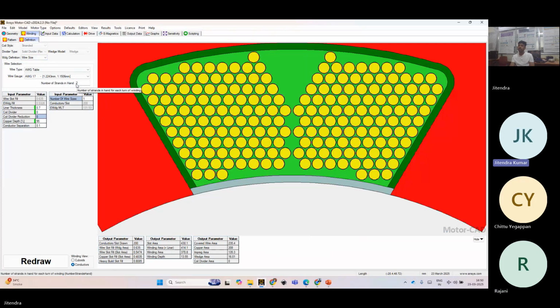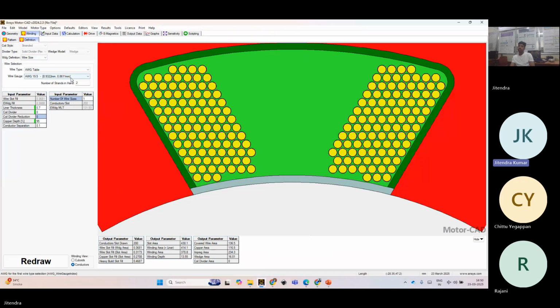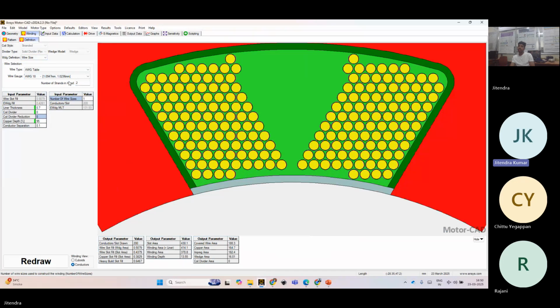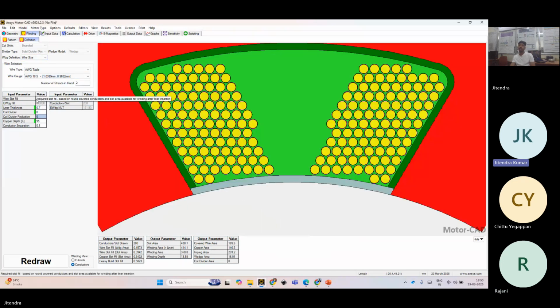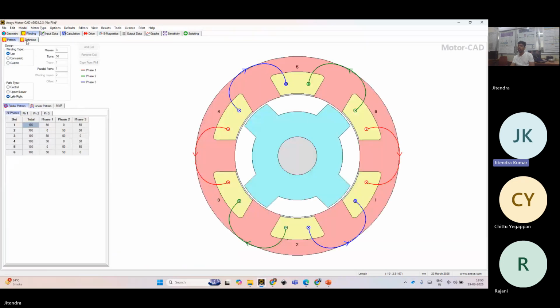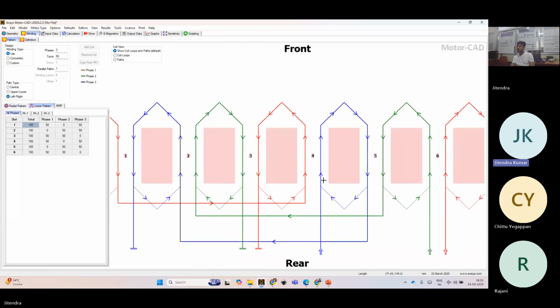If I am taking 2 with 17, the slot fill factor is exceeding its limit. Here it is not showing as exceeding because nothing is being done by hand. It is possible, but in the real world, manually, it is difficult. 18.5 should be possible. 0.45 copper, you can increase further, but these are typical values. So this is how we wind it, concentrated around a tooth. A linear view you can also see.